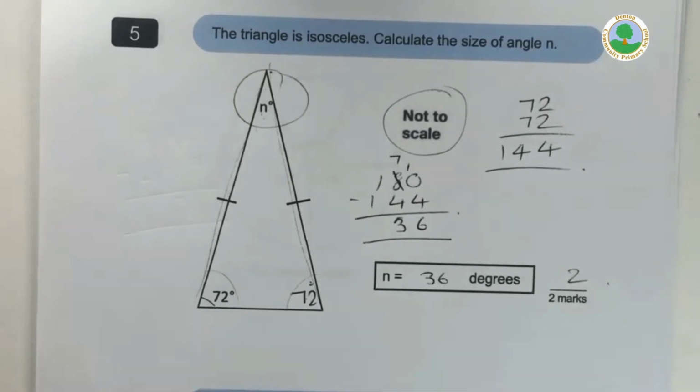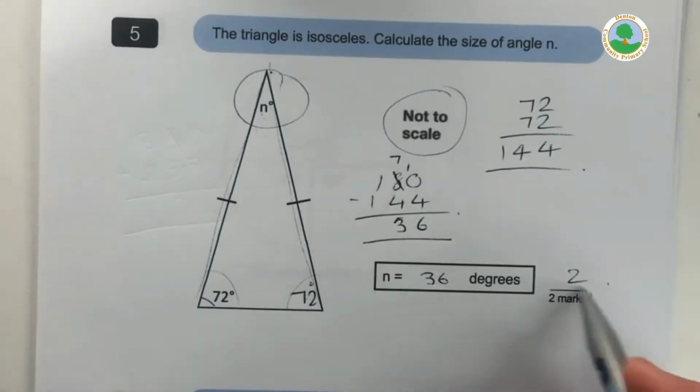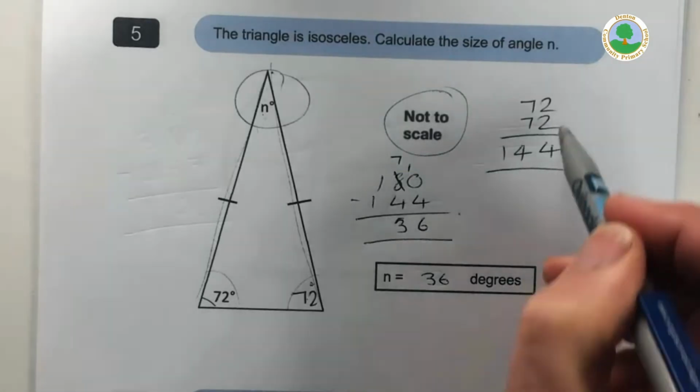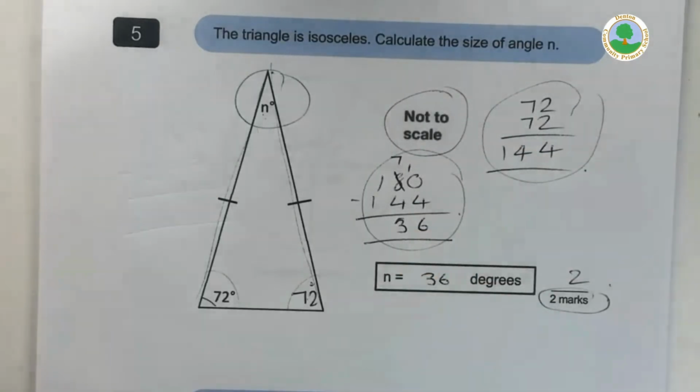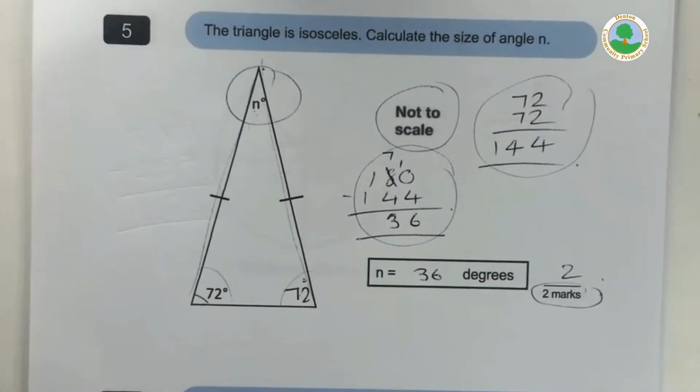There's a couple of marks. Why 2? Well, I'm not sure if it will be 2, but sometimes if it is 2, remember that's a really good sign that you need to show working. Okay, because if you do make a mistake, you could still get a mark.